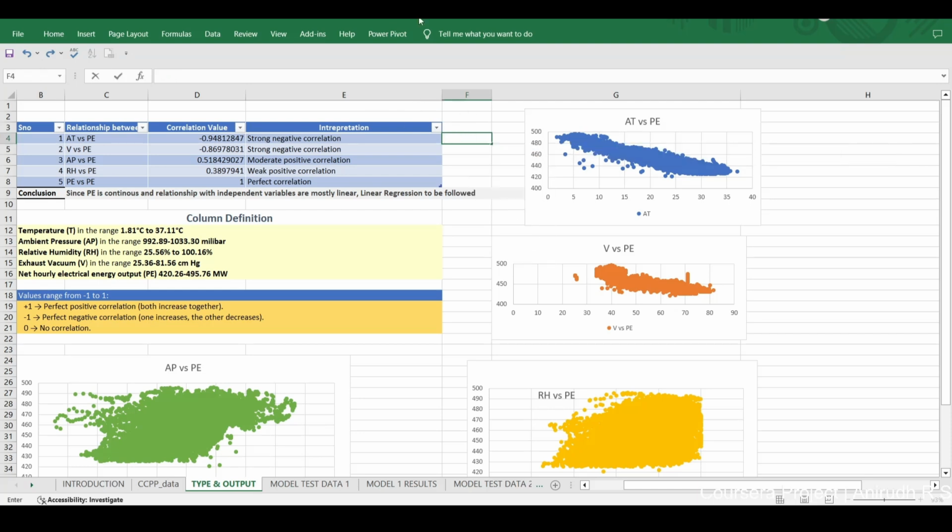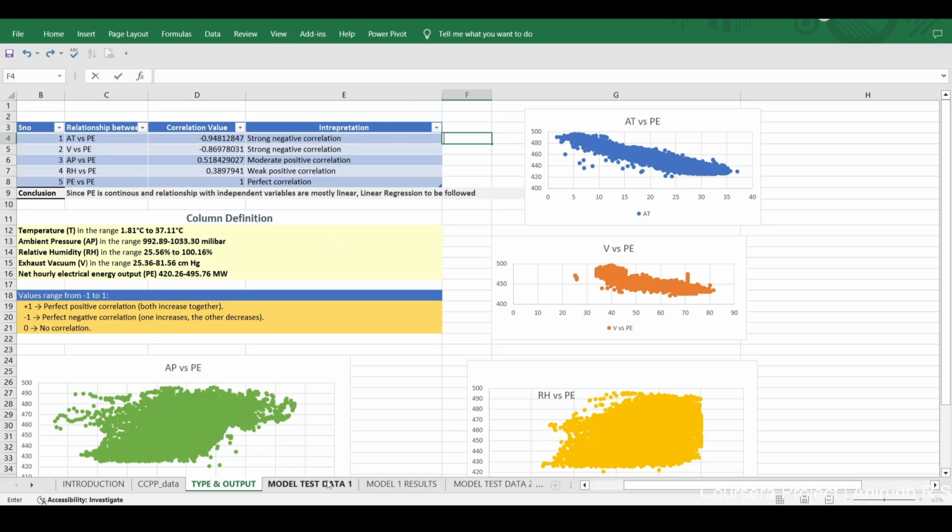So here you can see the scatter plot that we have plotted as well, and the values of the correlations switch between -1 indicating a perfect negative correlation, and +1 indicating a perfect positive correlation. So the real conclusion that we could make here is that since PE is a continuous variable and its relationship with the independent variables is mostly linear, linear regression would be ideal for our use case rather than a random forest method or anything else, which explains complicated relationships between data sets that don't have a very predefined relationship between each other.